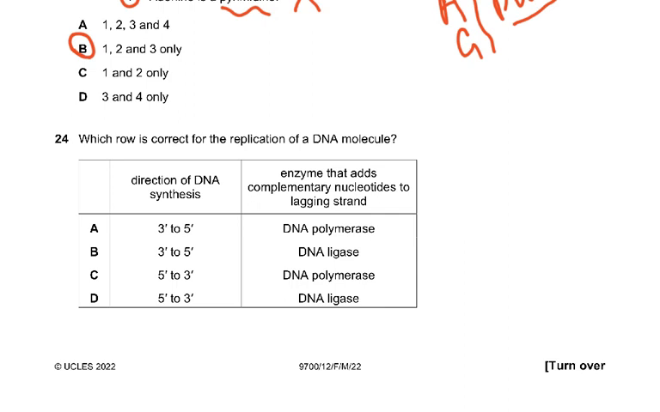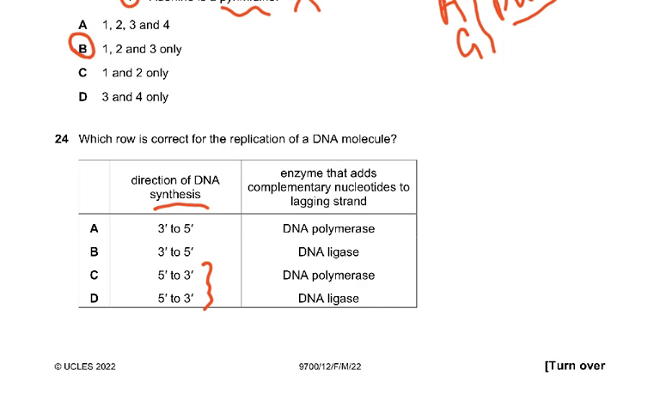Then we say which row is correct for the replication of a DNA molecule. So the direction of DNA synthesis is always 5 to 3. So these two can be correct. 3 to 5 is wrong. We should know this. This is a basic fact. It's always in the 5 to 3 direction.